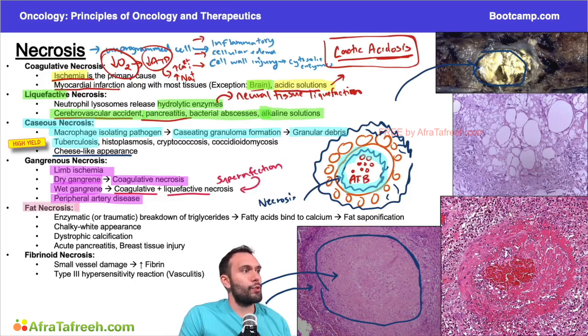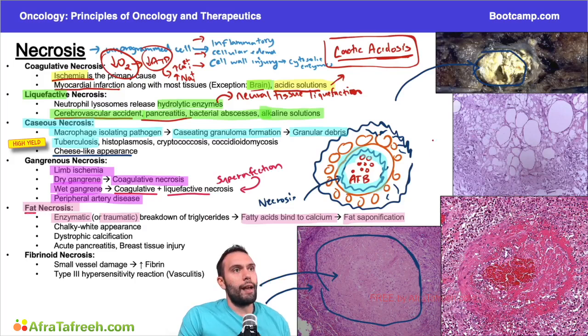Now for fat necrosis, usually there are two major causes of this. The first one is enzymatic or traumatic breakdown of triglycerides. When you start to break down triglycerides, you lose the glycerol backbone, and all of these fatty acids start to bind up to your calcium, and you end up with fat saponification. Now again, you have to remember where the necrosis is. The necrosis in this case is of the fat.